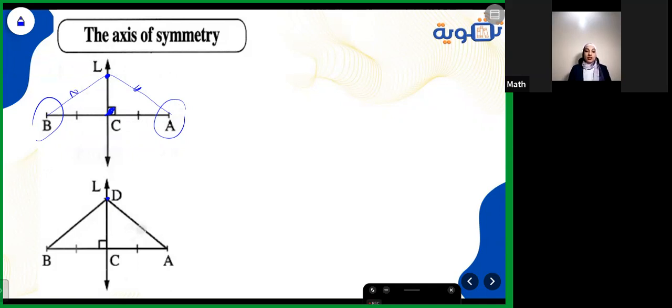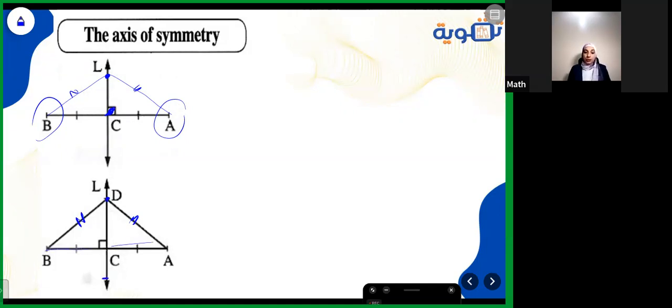We say that any point on the axis of symmetry should be equidistant from the terminals of the line segment. Equidistant means they are at equal distance. They are equal in length. So AD equals BD, AC equals BC.